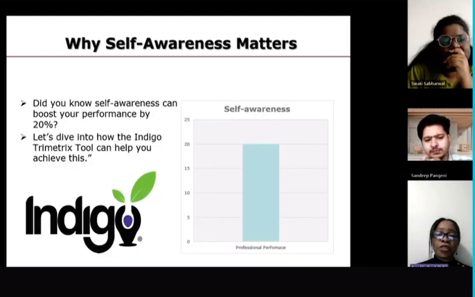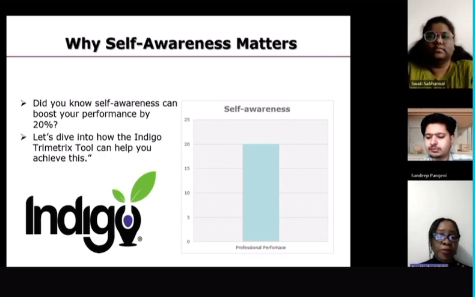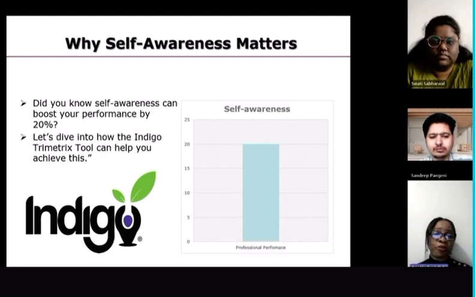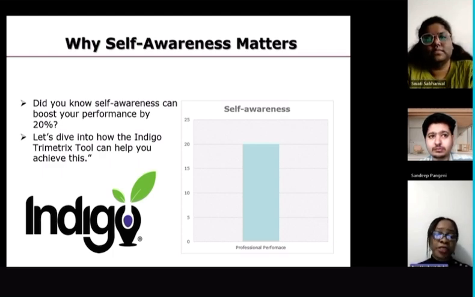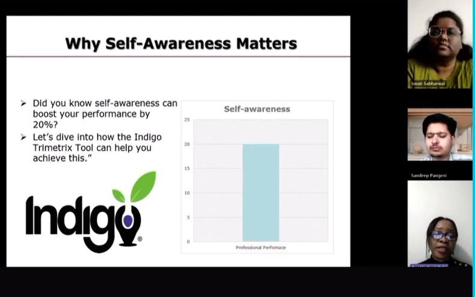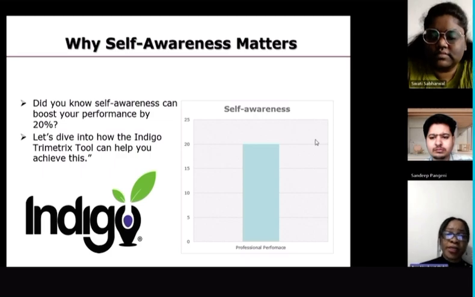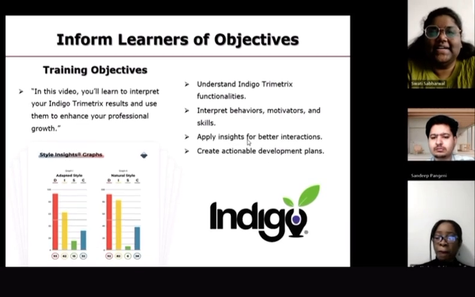Now we're going to introduce you to the Indigo Trimetrics tool, and we'll break down its components, and then we'll show you how to apply these insights in real life. Have you ever wondered how understanding yourself better will improve performance? Research shows that self-awareness can boost your performance by 20%. That's a huge advantage in the workplace, in leadership, and also in your personal development. Understanding makes us smarter, and it makes the whole work environment less stressful. Now, please, let's dive into the main action with Swati. Swati, over to you. Thank you, Aya.